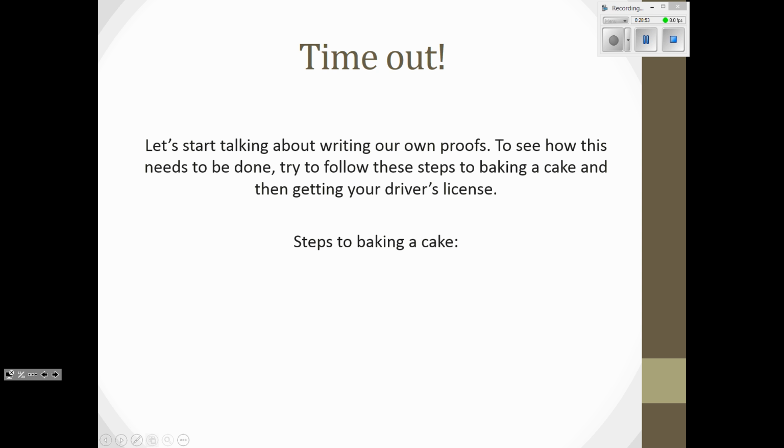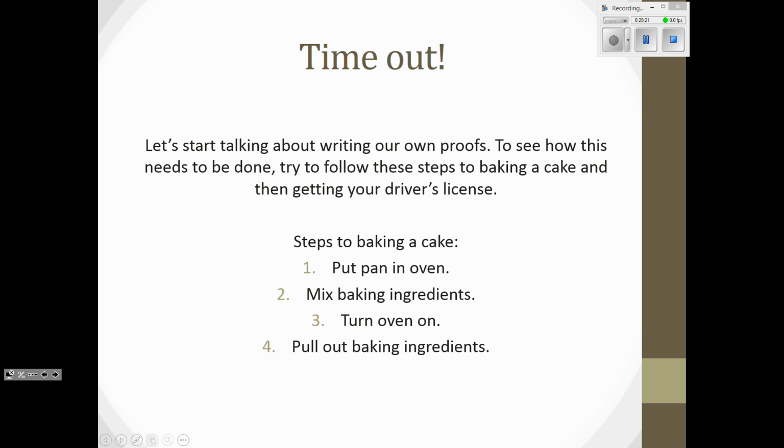Before we start talking about proofs, we're going to talk about baking a cake. Okay? Here are the steps that we're going to use. And when we're done, tell me what's wrong with this situation. Okay? So, step 1 is to put a pan in the oven. Step 2 is to mix the baking ingredients. Step 3 is to turn the oven on. Step 4 is to pull out baking ingredients. And step 5 is take pan out of oven and allow to cool.